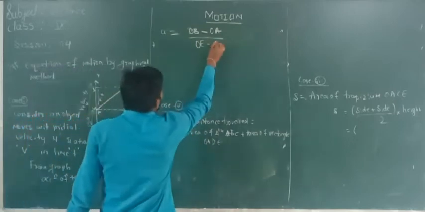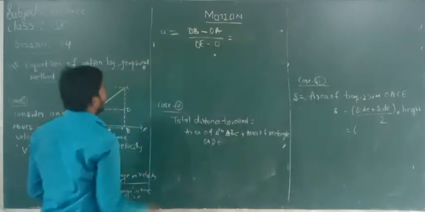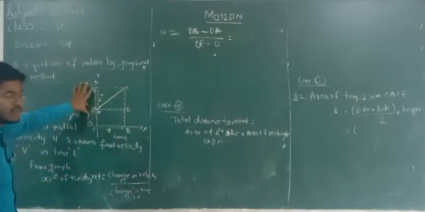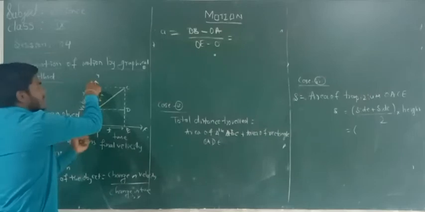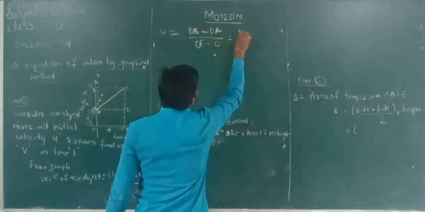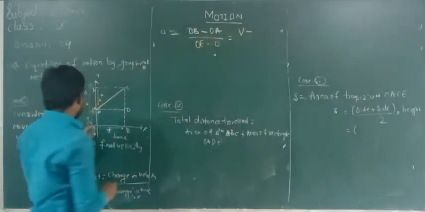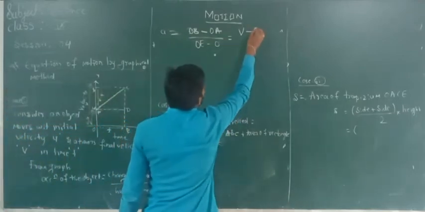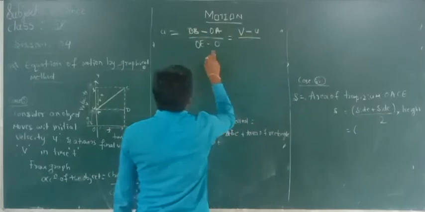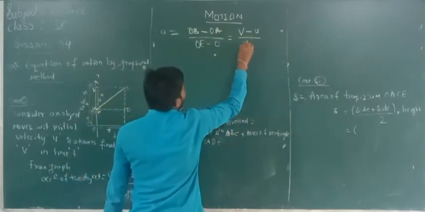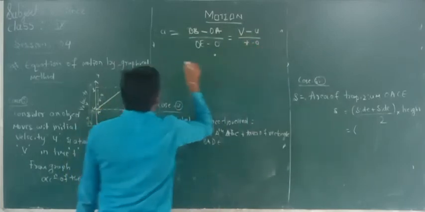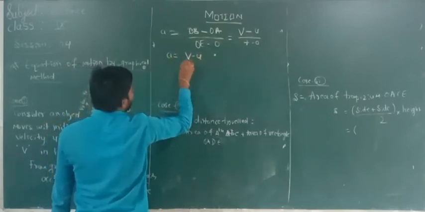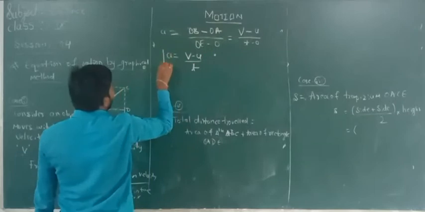which is 0. That is equal to OB, which is V, the final velocity, minus OA, which is U, the initial velocity, divided by OE, which is t minus 0, that is t. So we get acceleration A is equal to V minus U divided by t.